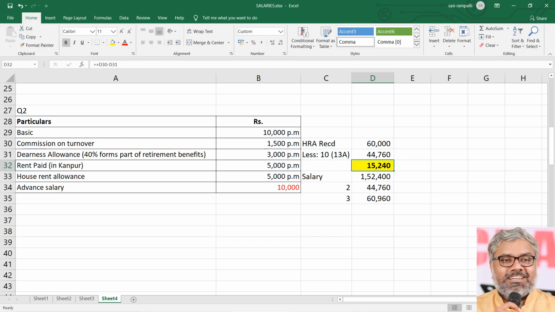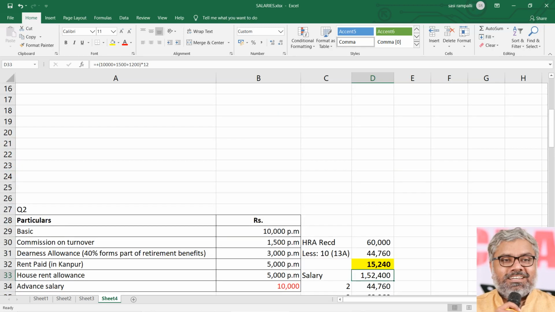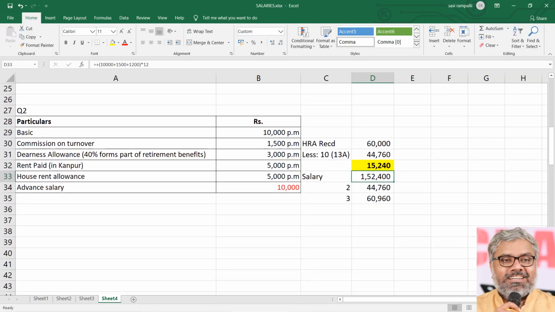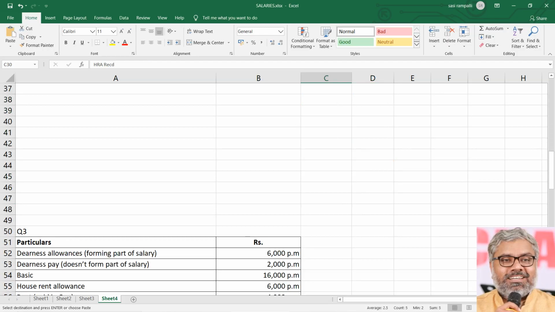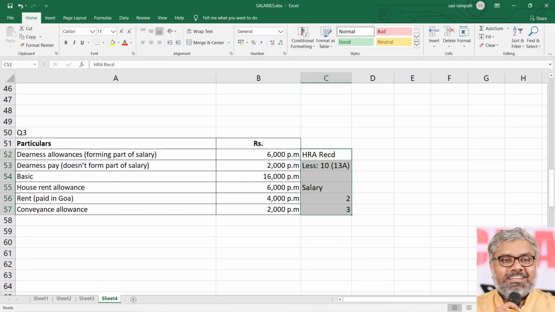The point to be noted here is that advance salary should not be included for the purpose of calculation of this salary, which we are using only for the purpose of computation of exemption of HRA. That is the point. Remaining things are straightforward, simple. Like this, for the others also, let us quickly do the solutions.